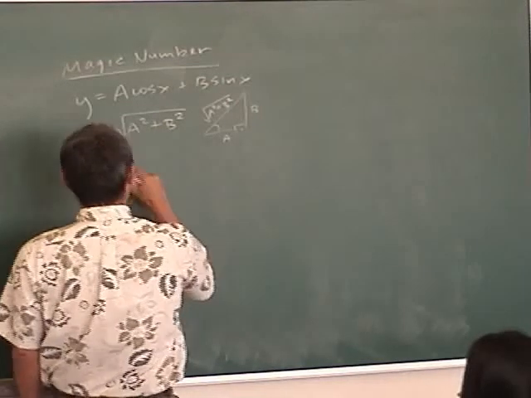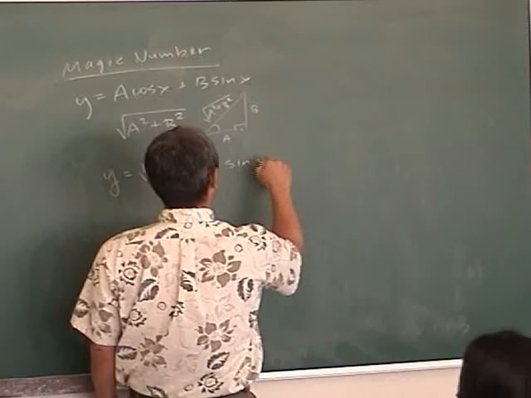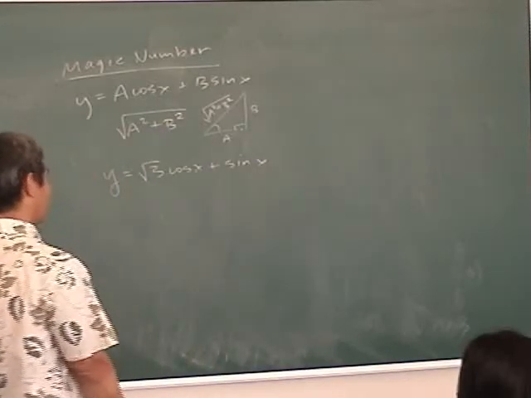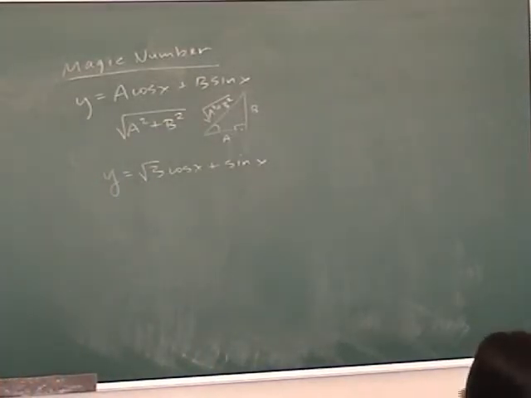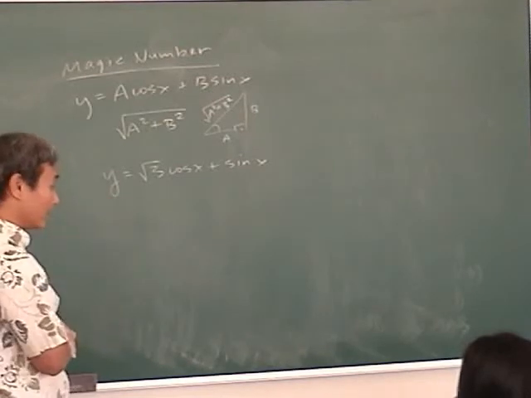What if you had y equals root 3 cosine x plus sine x? I hope this is not the same as the homework, but that's okay, even if it is. Write this as a single sine or cosine function. In fact, I'll do both. Which one do you want to do first, cosine or sine? Okay, cosine. Write this as a cosine function only.